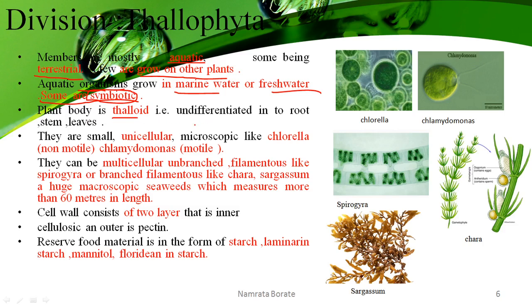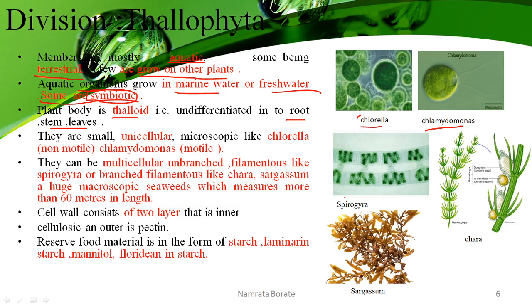What is thalloid? This plant body is not differentiated into distinct root, stem and leaves. So you can see in this image, there is an absence of root, stem and leaves. In Chlorella, there is an absence of this differentiation in the plant body. It's a thalloid plant body. Chlamydomonas is also a thalloid plant body.